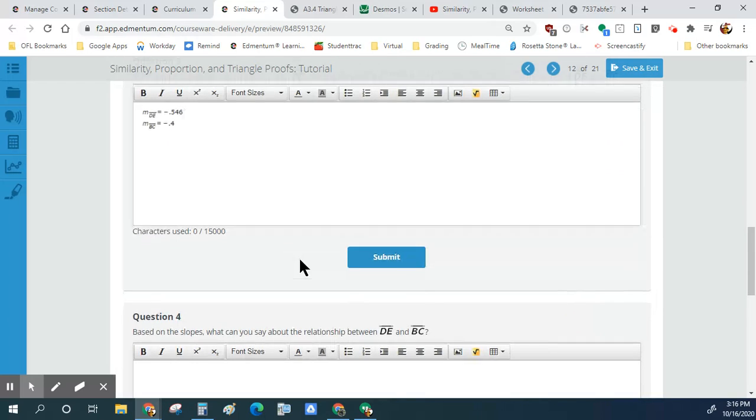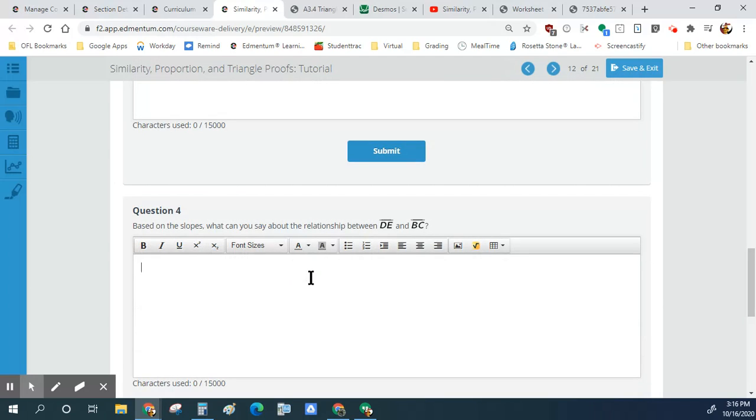All right. What can you say based off the slopes? They are close to being parallel. There might be some round off error.